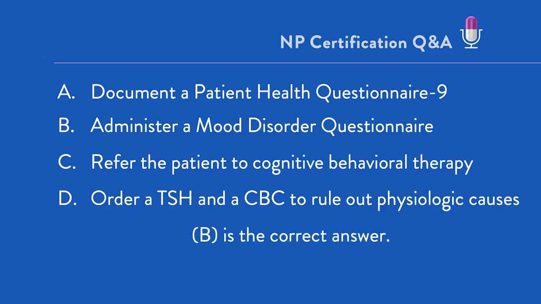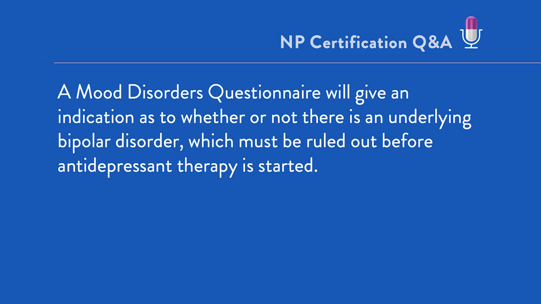And B is the correct answer. A Mood Disorders Questionnaire will give an indication as to whether or not there is an underlying bipolar disorder, which must be ruled out before antidepressant therapy is started. This is like the cardinal rule of making a diagnosis of major depressive disorder and beginning treatment for it. You have to rule out bipolar disorder first.